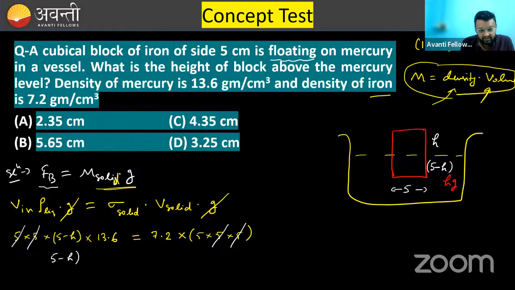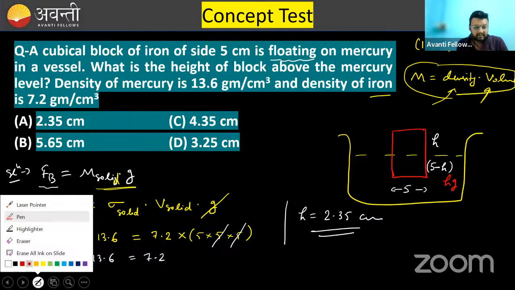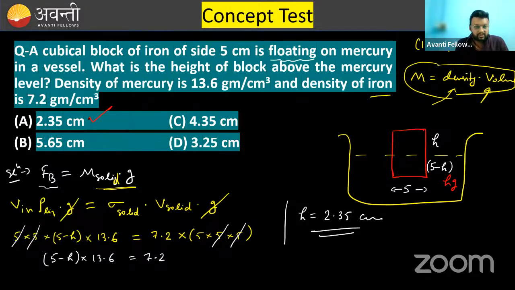5 minus h into 13.6 is equals to 7.2. This is what remaining. Clear? So if you solve it out, you will get h is equals to 2.35 centimeter. If you solve it out, you will get the answer. And the correct answer is option number A, 2.35 centimeter.